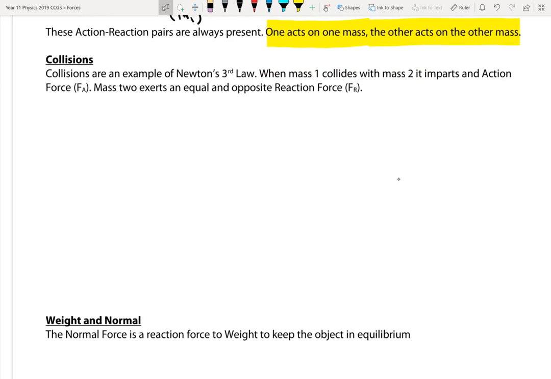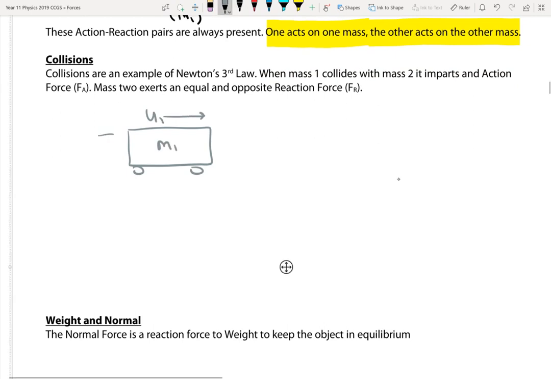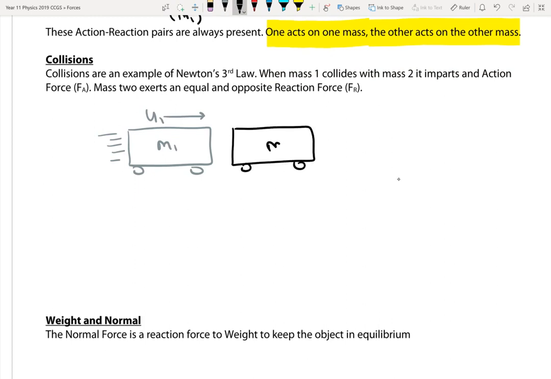So let's just say a cart travels in. Let's call this U1, M1, and it's travelling with a speed, so that's why it's got the speed lines. And then it collides with a stationary mass, M2. Have a think. If they're equal masses, we'll actually be able to replicate this later on in the term. If they're equal masses, then that mass 1 should stop. Mass 2 should then travel off with exactly the same speed. All of the momentum's been transferred.